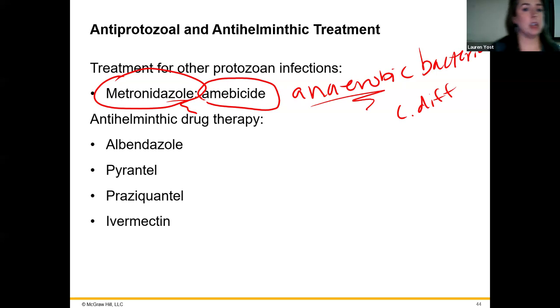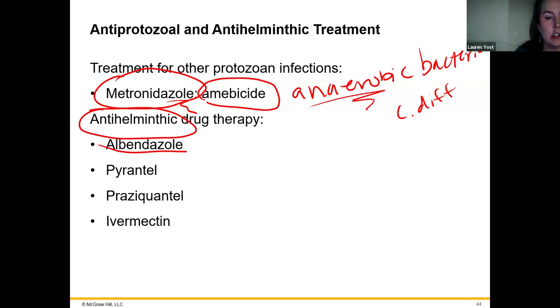For the helminths, now we're talking about worms. The worm infections, you guys know that. We have these two up here that I'm never going to ask you about. Albendazole, again, another zole that I don't need to worry about. Pyrantel, don't need to worry about it, okay? What's on your list? Praziquantel and ivermectin. These are widely used anti-helminthic drugs, especially in veterinary medicine, but also in people, okay?